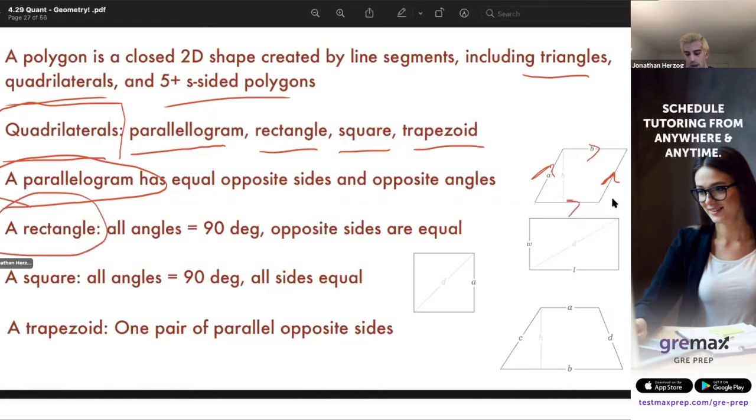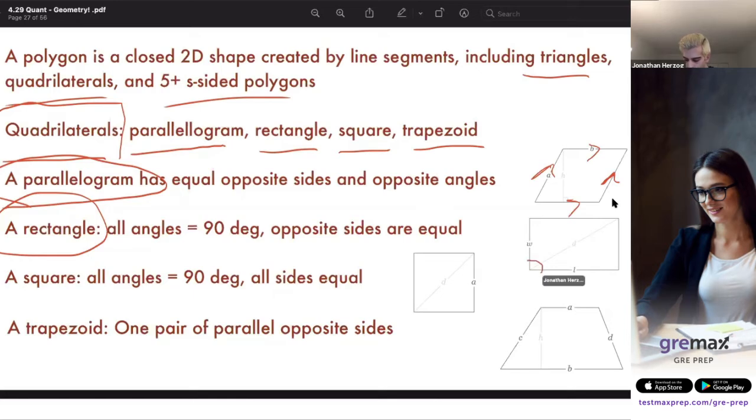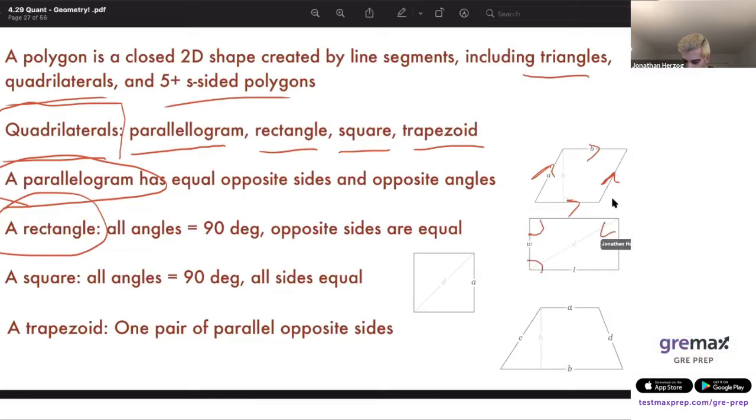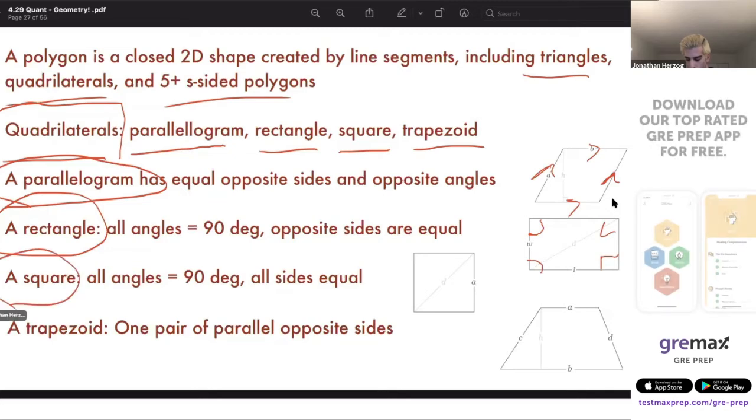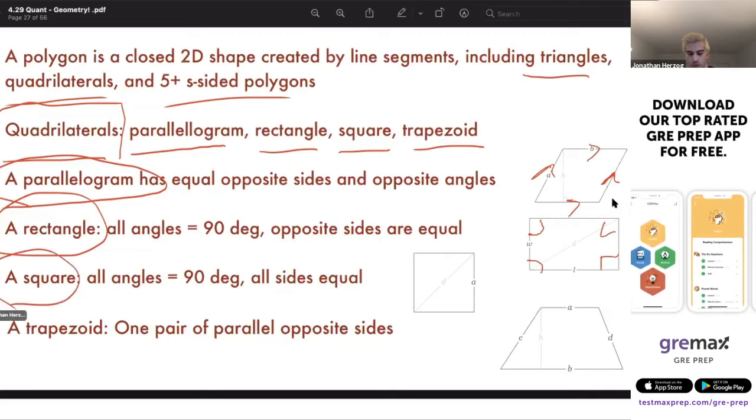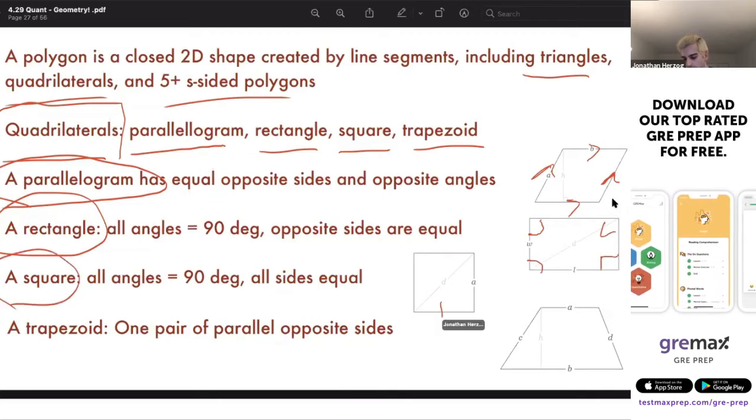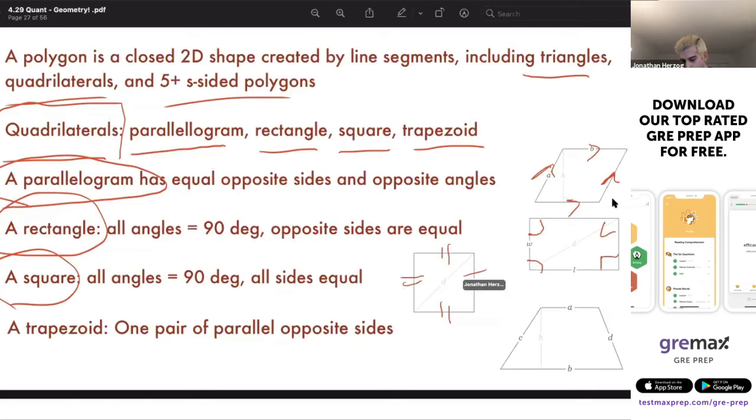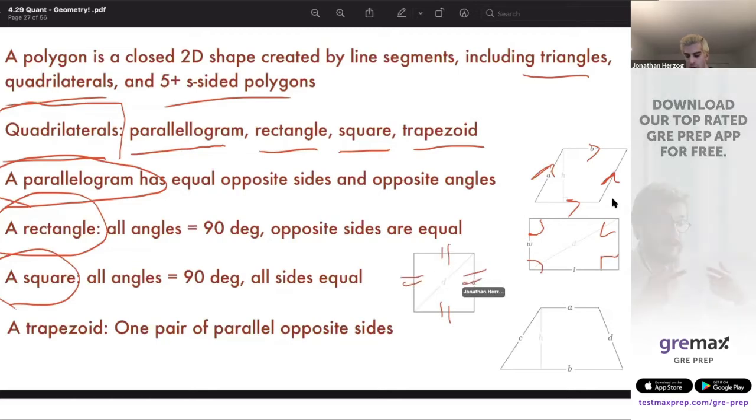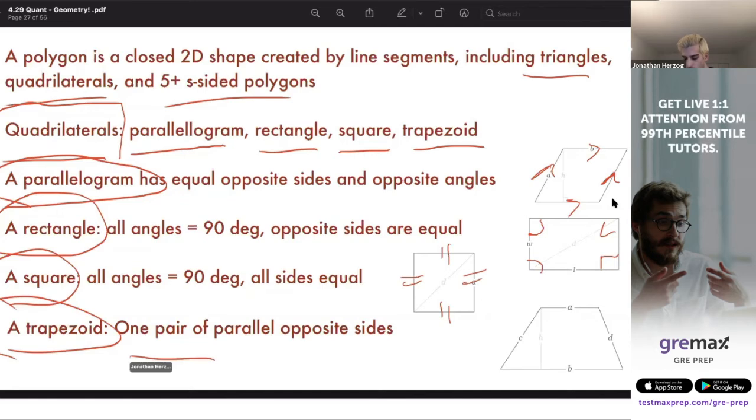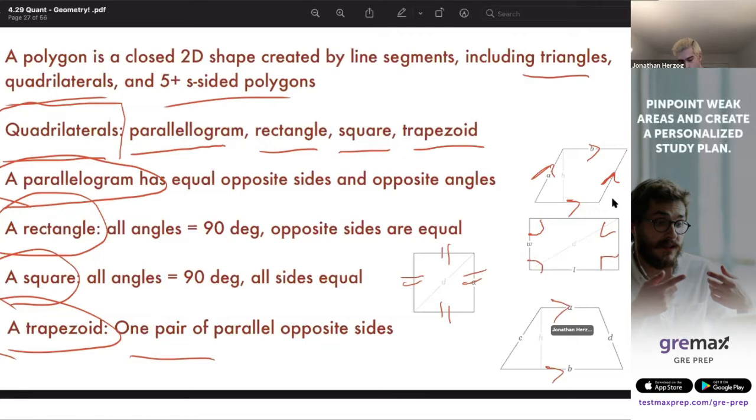Rectangles, parallelograms where all angles are 90 degrees and opposite sides are equal. Squares are rectangles, so all angles are 90 degrees, but all sides are also equal. And trapezoids are quadrilaterals where there is one pair of parallel opposite sides.